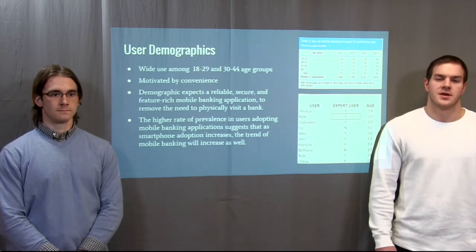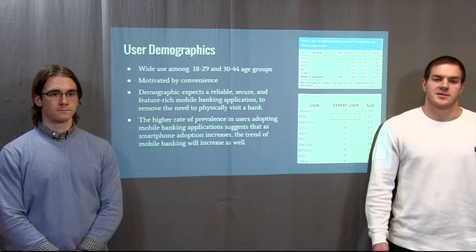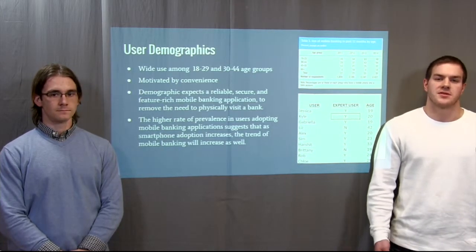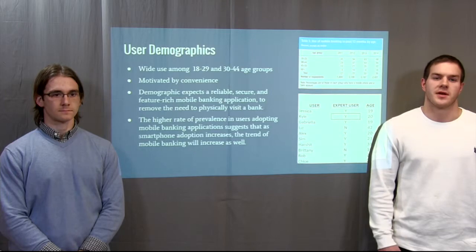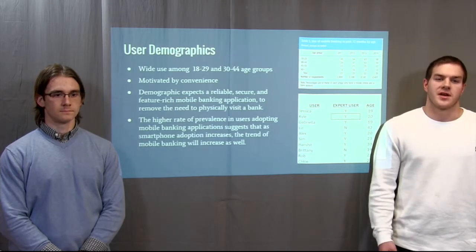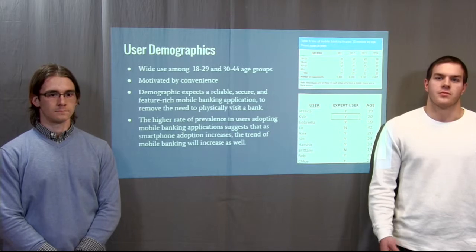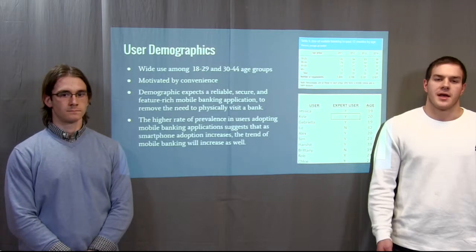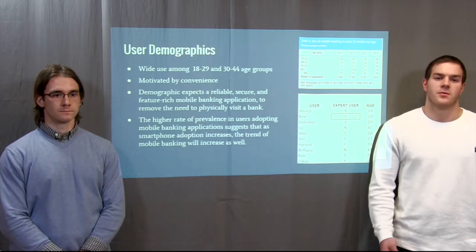Our user demographics were based off data-driven research and showed that the wide use among age groups was between 18 to 29 and 30 to 44. As the graph on the right shows, from 2011 onward, the percentages have gone up for both smartphone users and those using mobile banking applications. Our users are motivated by convenience, and this demographic expects a reliable, secure, feature-rich mobile banking application, with the most important aspect being removing the need to physically visit the bank. The higher rate of prevalence in users adopting mobile banking applications also suggests that as smartphone adoption increases, the trend of mobile banking will increase as well.